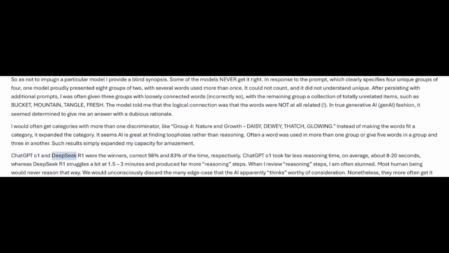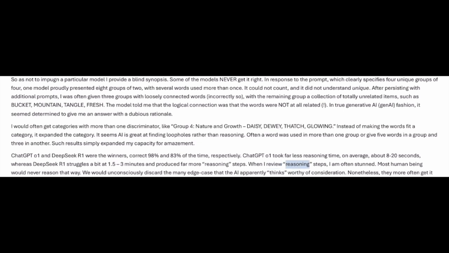ChatGPT o1 and DeepSeek r1 were the winners, correct 98% and 83% of the time, respectively. ChatGPT o1 took far less reasoning time, on average, about 8 to 20 seconds, whereas DeepSeek r1 struggles a bit at 1.5 to 3 minutes and produced far more reasoning steps.